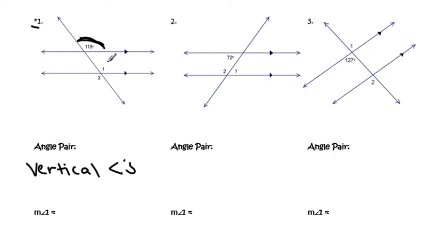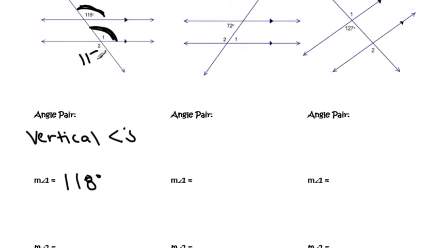So I can do it two ways. I can look at angle 2 and say, oh, they're alternate exterior angles, and alternate exterior angles are congruent. Or I can look at angle 1 and say corresponding angles are congruent because these two are corresponding to each other. So either way, angle 1 would be the same as 118 degrees, and then because of vertical angles, angle 2 would be 118 degrees as well. They would be congruent.